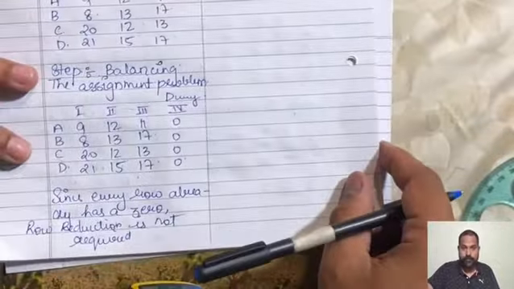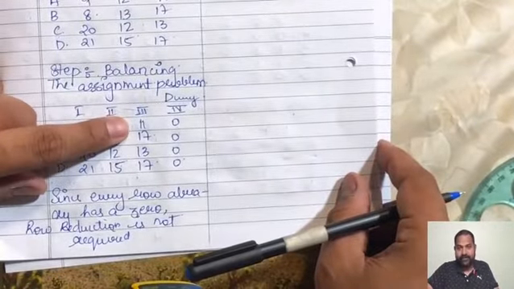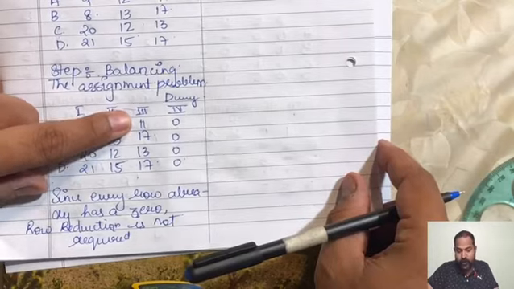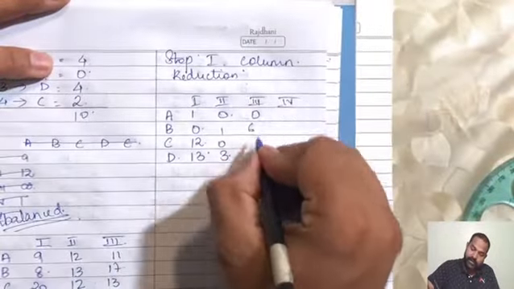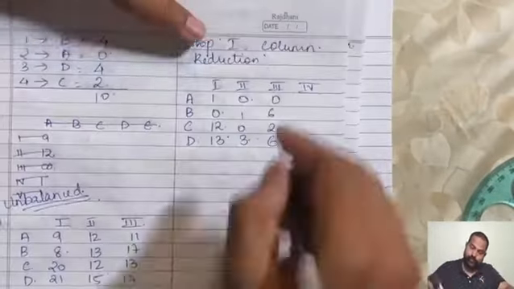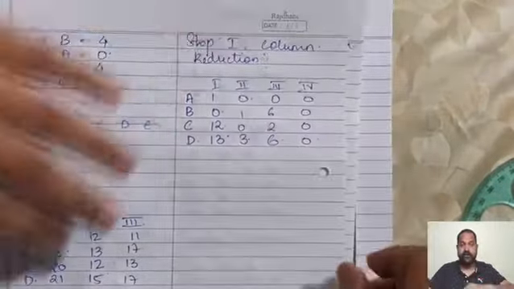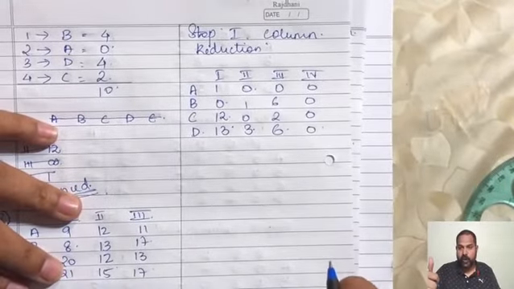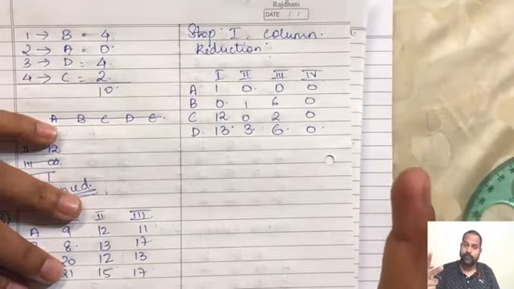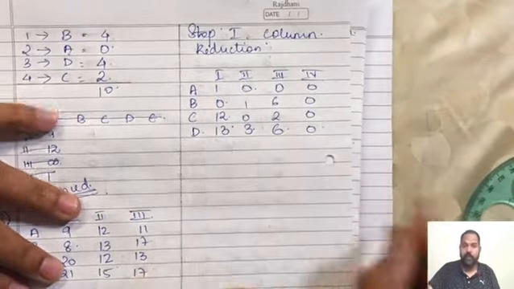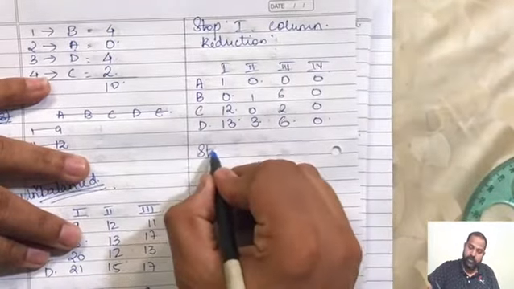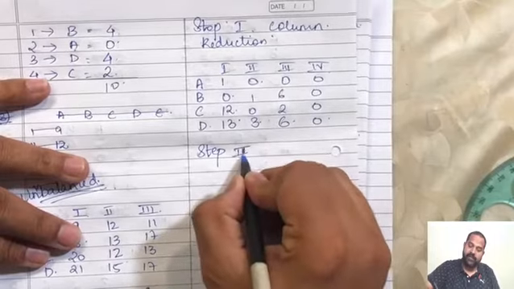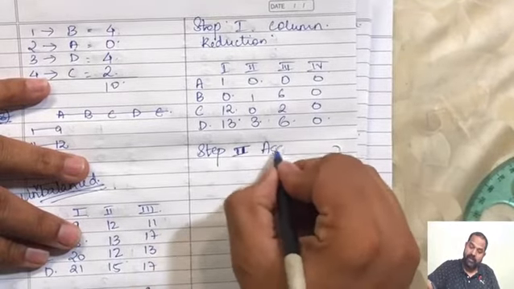Number 3, the least here is 11. So 0, 6, 2, 6. Column 4, 0 throughout. So 0, 0, 0 and 0. Step 1 row reduction is not required. Step 2 column reduction will be done. Yes, done. So every row and every column has a 0 now? Yes. Then we move on to step 3 technically, but in this case it is going to be step 2, and that is assignment.